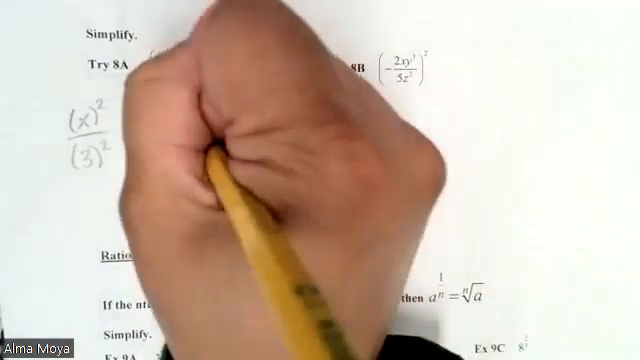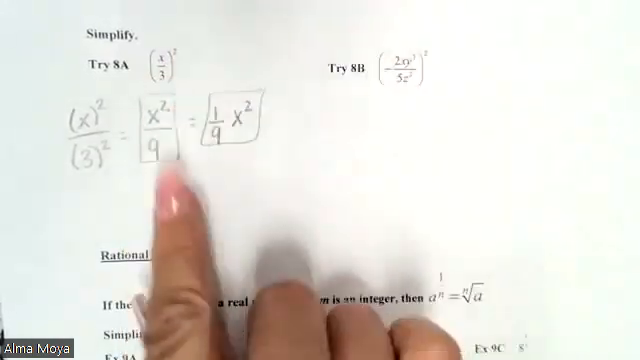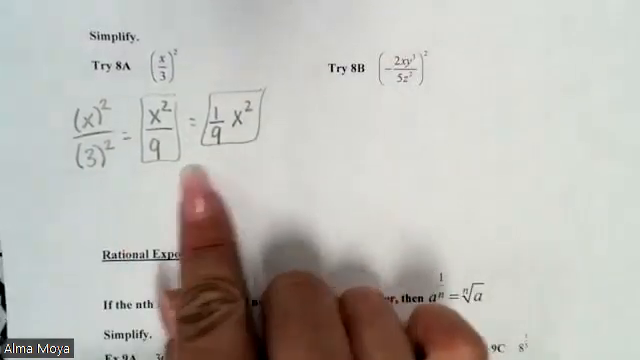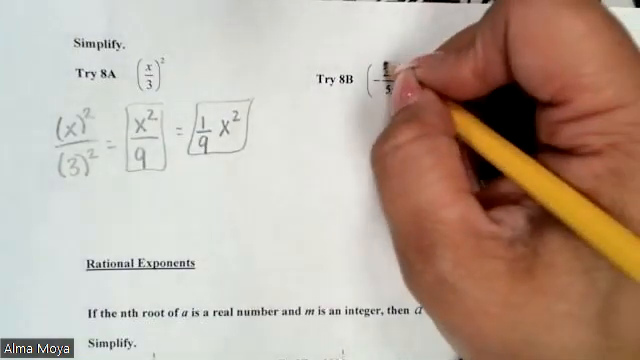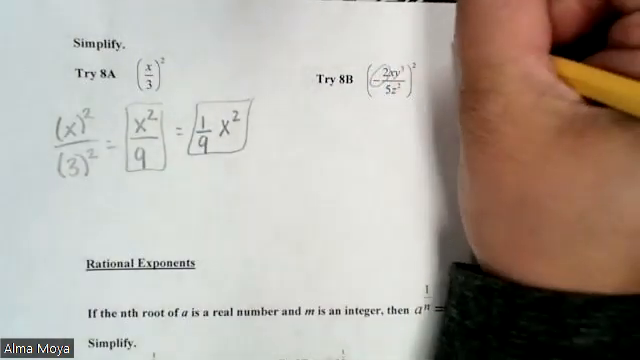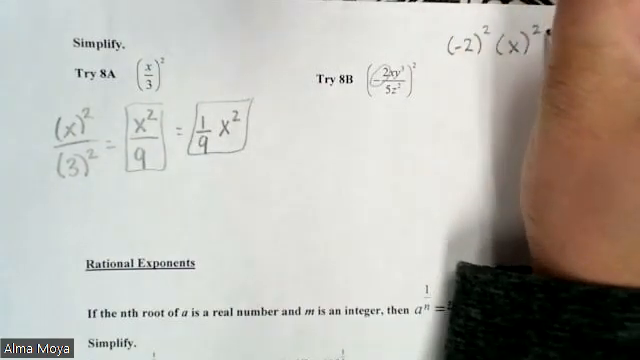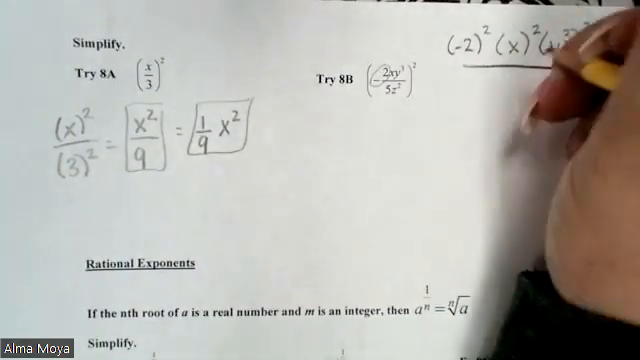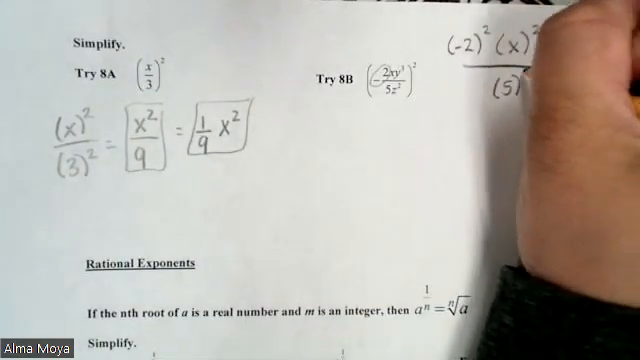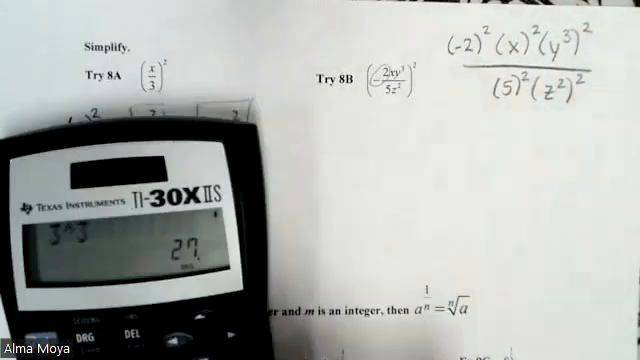Sometimes on multiple choice tests, this might actually be written as 1/9 x squared. That's the same thing, okay? On this one, I'm going to apply the square to everything. I always throw the negative on the top. So that's going to be a negative 2 squared, an x squared, a y cubed squared. On the bottom, that's going to be a 5 squared and a z squared squared.